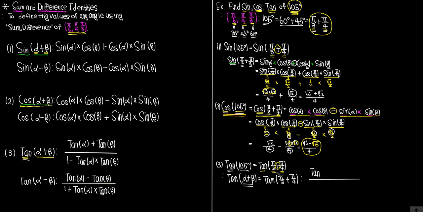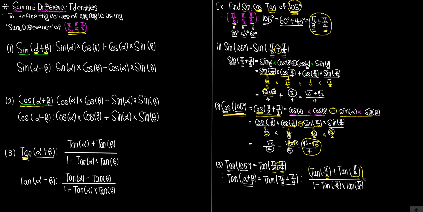If it's alpha plus beta, then with the pi over 3 plus pi over 4, it'll be tangent of pi over 3 plus the tangent of pi over 4, over 1 minus the multiplication of the two values, tangent of pi over 3 times the tangent of pi over 4 radian. So if you simplify this, we will get the answer. So tangent of pi over 3 radian plus the tangent of pi over 4 radian.